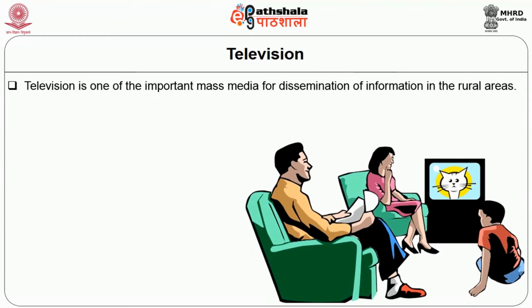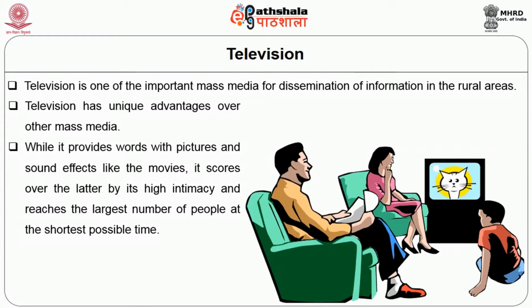Now let us see about television. So television is also one of the important vital mass media. Television is used for dissemination of information in the rural areas. Television has unique advantages over the other mass media. While it provides words with pictures and sound effects like the movies, it scores over the latter by its high intimacy and reaches the largest number of people in the shortest possible time. The visual in it has the advantage over the radio.